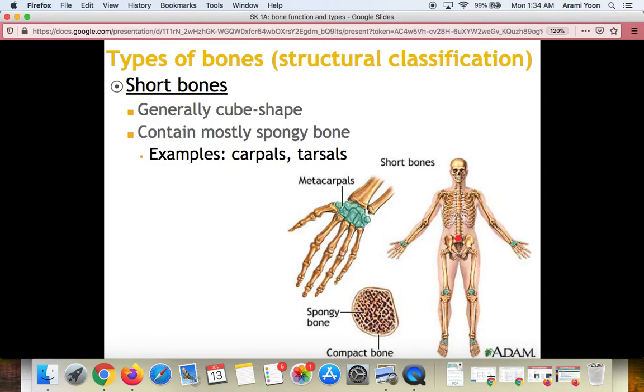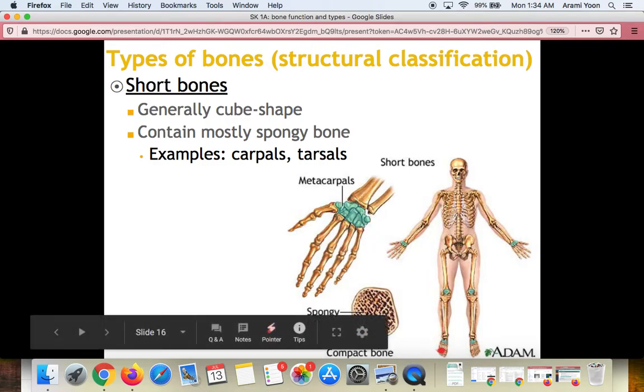The next type are short bones. So these are generally relatively cube-shaped, and they fit together like a puzzle. And they do contain mostly spongy bone, and you'll find short bones here in your wrist. They're called the metacarpals.